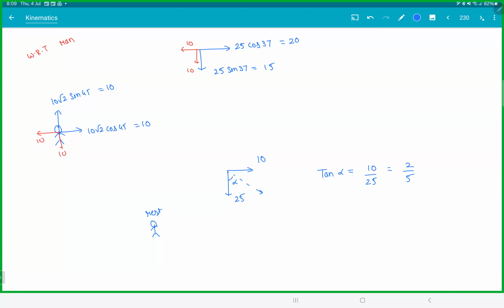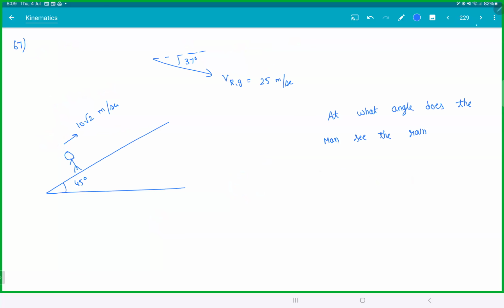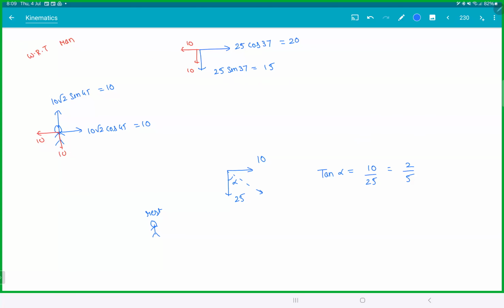Please check where you guys goofed up. Yeah, it's 25. I think I know. You must have goofed up the cos 37, or you must have taken some data wrong. I guess it's not a tough one. You just take the components and subtract them. Clear? Next one.